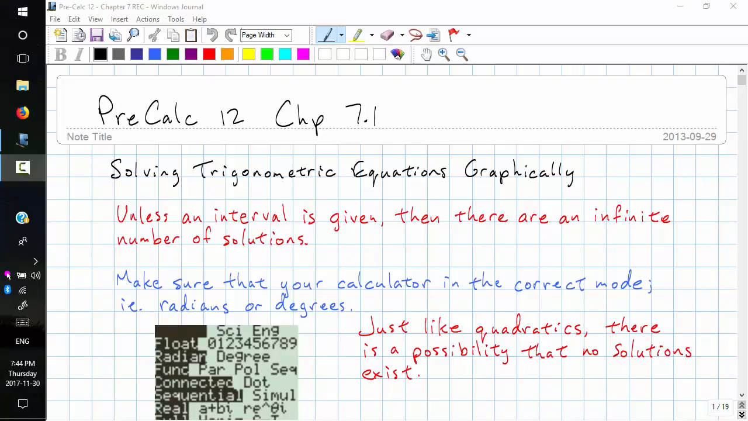This is PreCalculus 12, Chapter 7.1. We're going to be looking at solving trigonometric equations graphically. And unless there's an interval given, there are an infinite number of solutions.